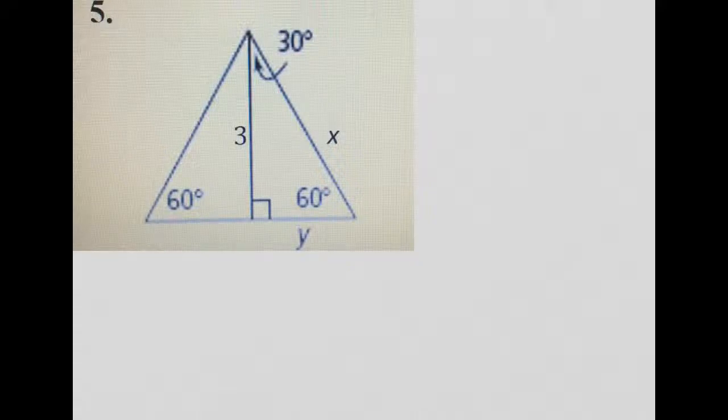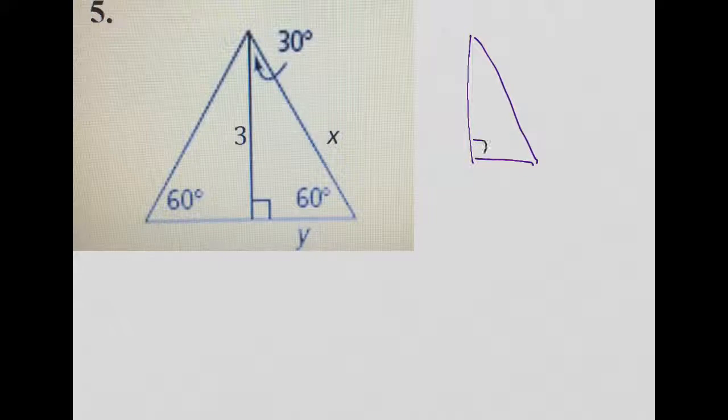Hello folks, Proof Geo Honors Trig Study Guide problem number 5. So again, using the properties of the special right triangles, this time a 30, 60, 90 triangle, we want to find in simplest radical form what the value of x and y is.